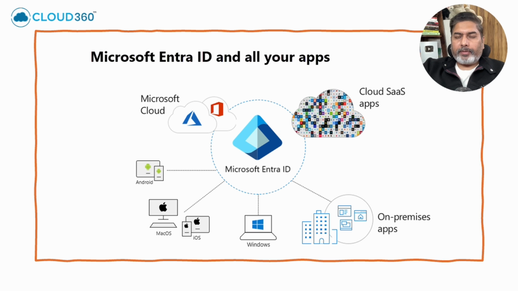So from this diagram that you can see, we have Microsoft Cloud applications integrated with Microsoft Entra ID. Cloud SaaS applications, either from Microsoft or third parties, can be integrated with Microsoft Entra ID, and on-premises applications can also be integrated at this place. When I say on-premises application, there would be multiple scenarios. Right now, the scenario I'm talking about is one application which is developed and hosted on a server, and that server is located in your data center, in your organization.